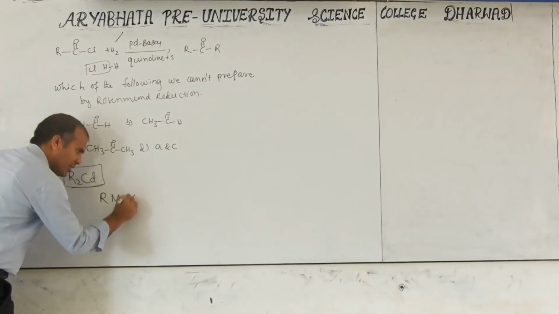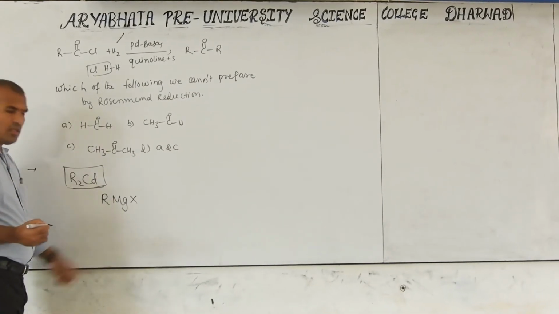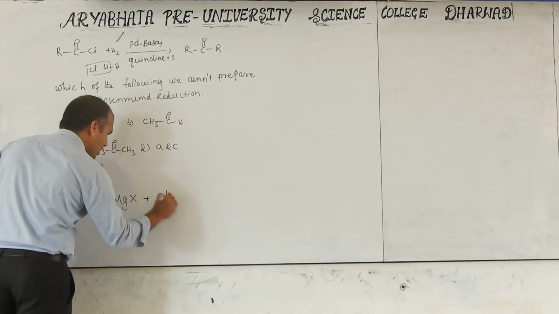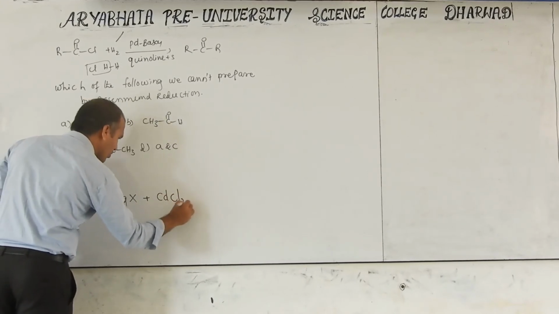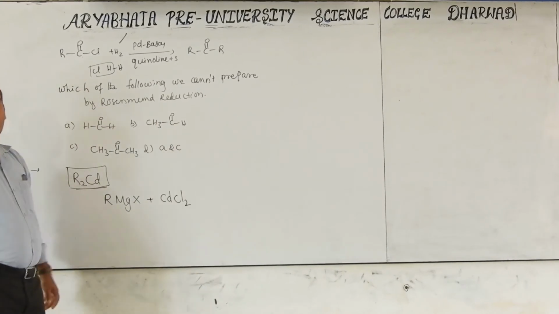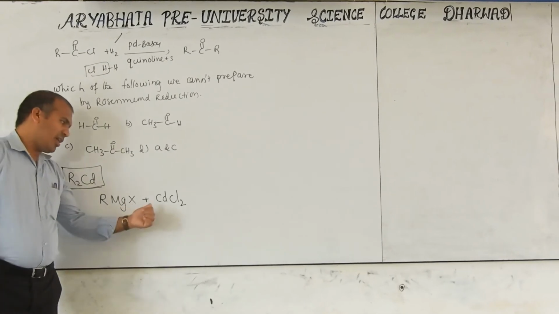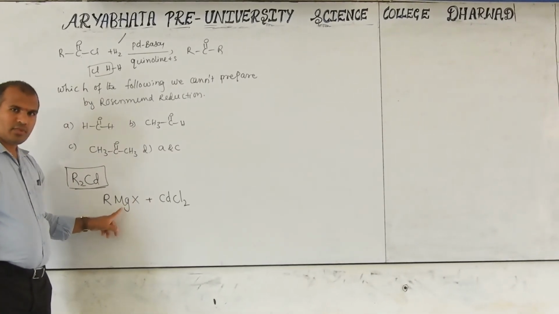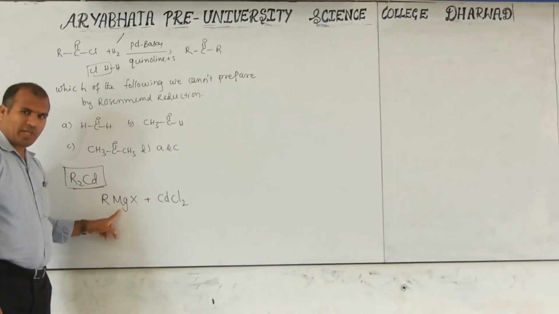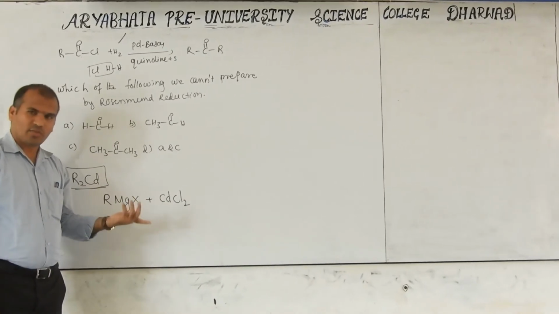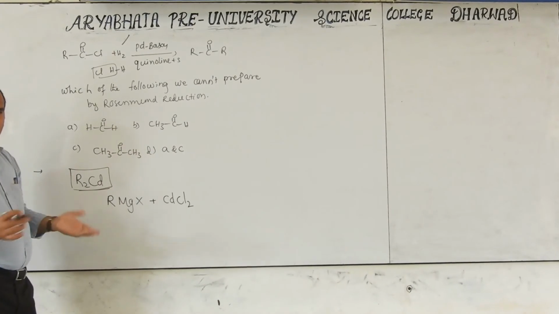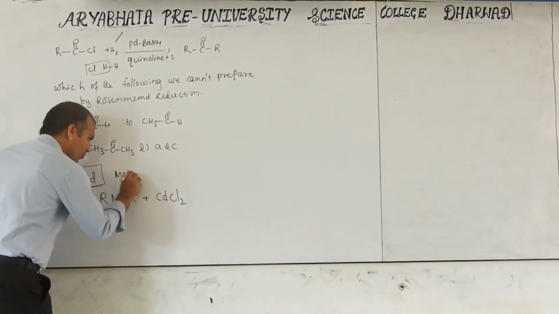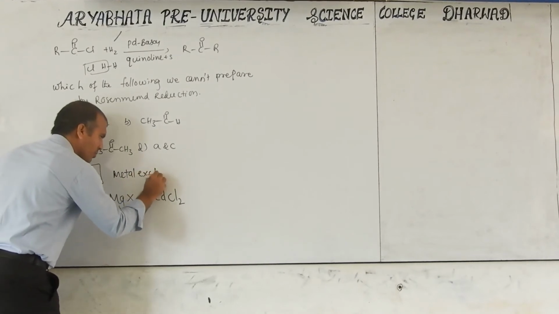RMgX, this Grignard reagent. This Grignard reagent reacts with cadmium chloride. Which one is this? Cadmium chloride. Now carefully observe. This is metal. This is also metal. This is Mg, magnesium. This is cadmium. This is also metal. Both are metal. These are metal exchange reactions. What do you call this? It is metal exchange.